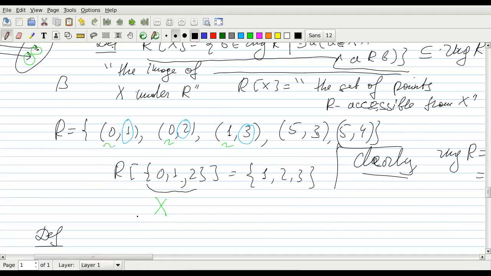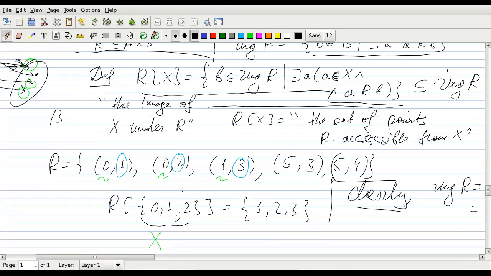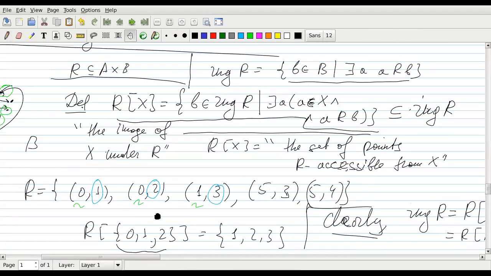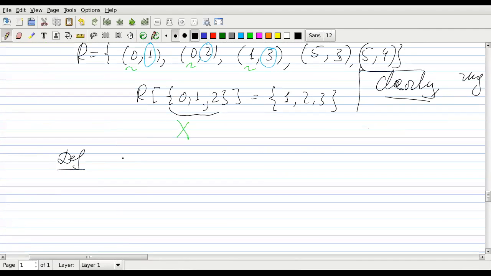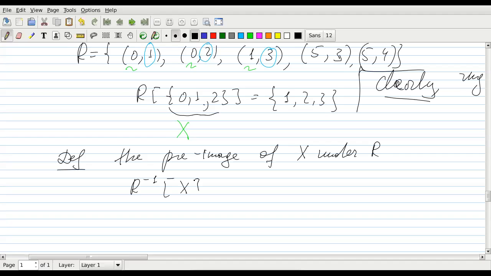A dual concept, which is much feared by students, is the so-called pre-image. What is the pre-image? The pre-image of X under R, in Russian прообраз, is just the image under the converse relation, nothing else.